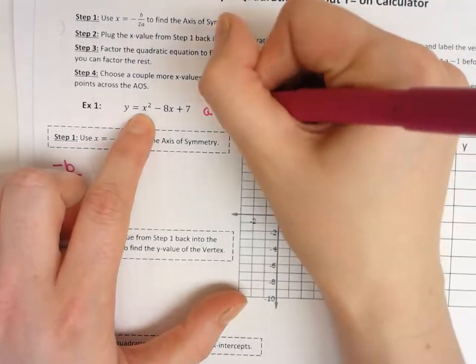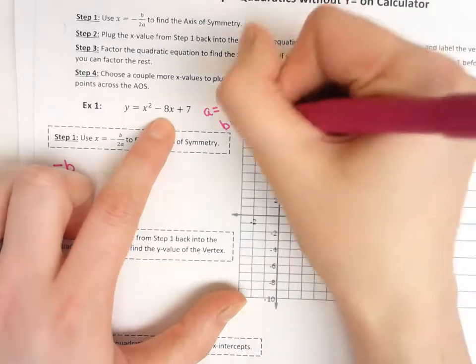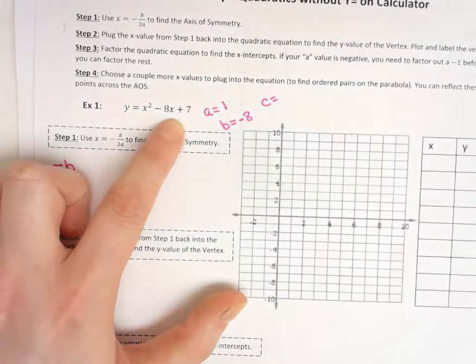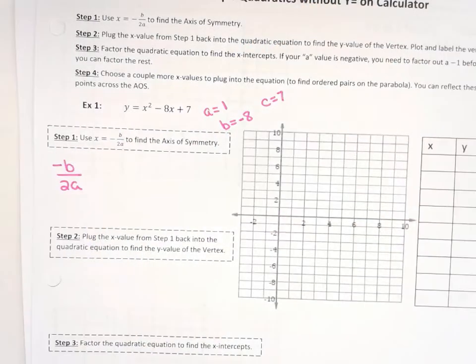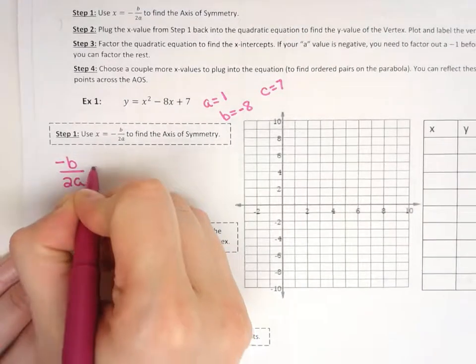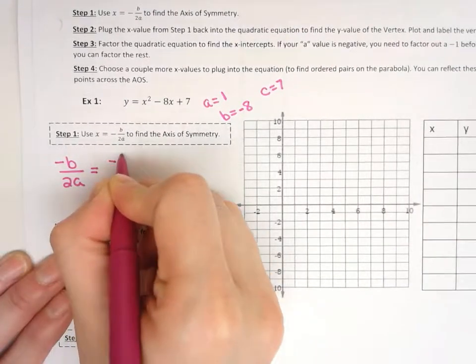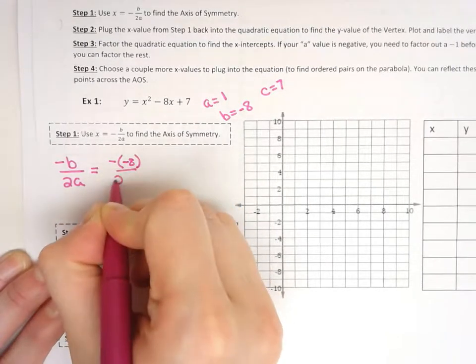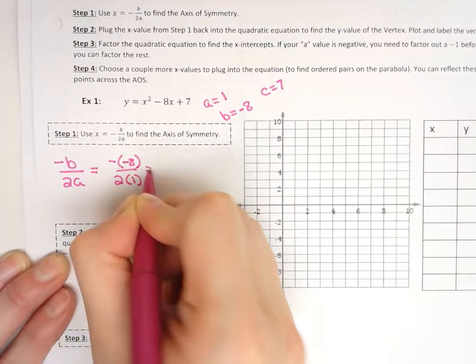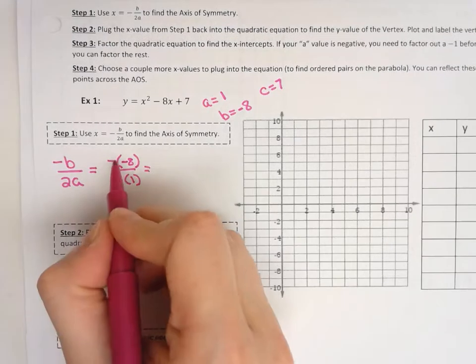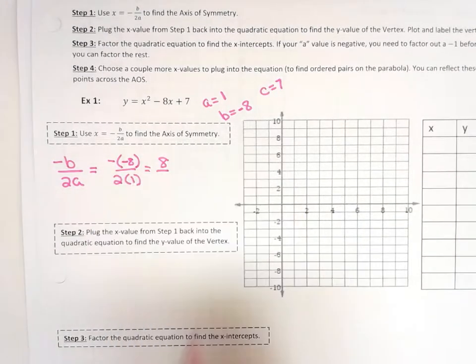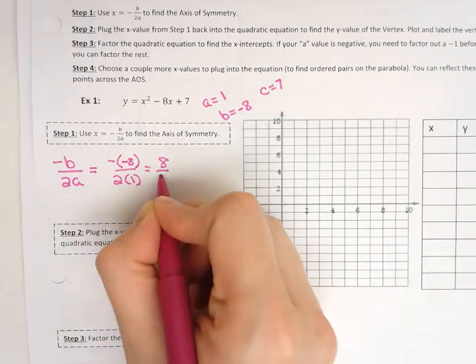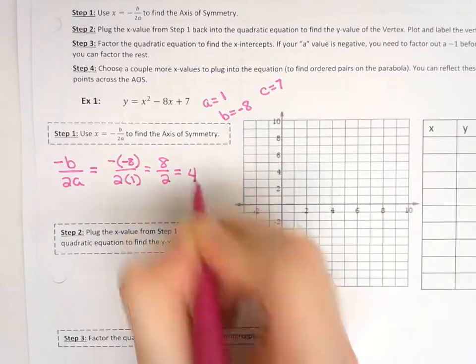A is the imaginary 1 in front of your x squared, b is the negative 8 in front of the x, and c is your constant, that's positive 7. So if I'm plugging those values into my equation, it goes negative my b value, which was negative 8, divided by 2 times my a value, 1. And if I simplify this, double negatives makes that positive 8 on the top, 2 times 1 on the bottom is 2, and I've got my value of 4.